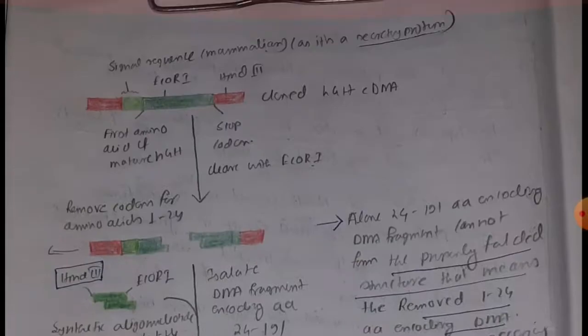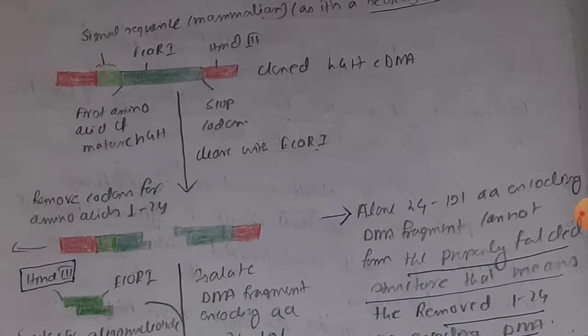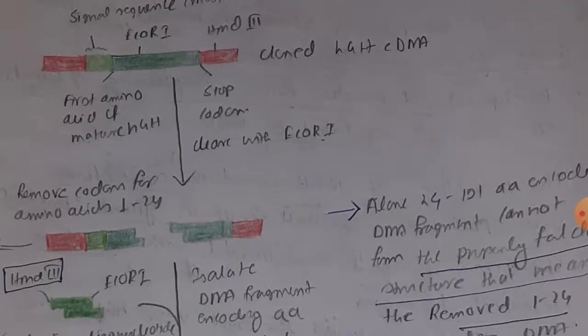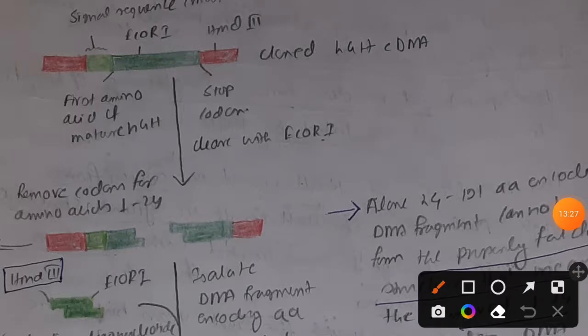So what we have done, we have first generated a cloned human growth hormone cDNA. This cloned human growth hormone cDNA contains an EcoRI cut site and a signal peptide, which is the indication that human growth hormone is a secretory protein. So the first thing is we have to remove the signal peptide.